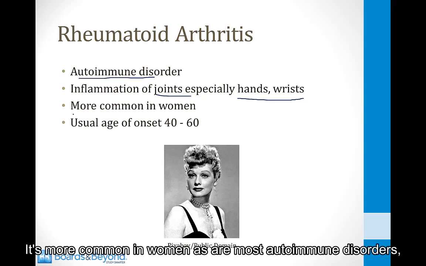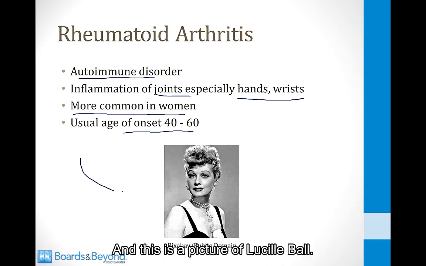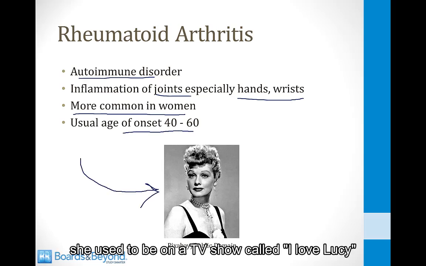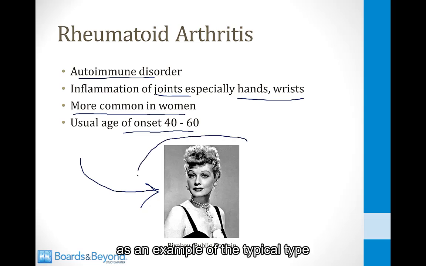It's more common in women, as are most autoimmune disorders, and the usual age of onset is about 40 to 60 years old. And this is a picture of Lucille Ball. She was an actress, used to be on a TV show called I Love Lucy. And she supposedly had rheumatoid arthritis, and I always remember her as an example of the typical type of patient who has the disease.